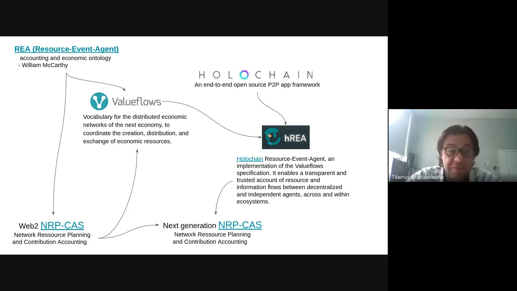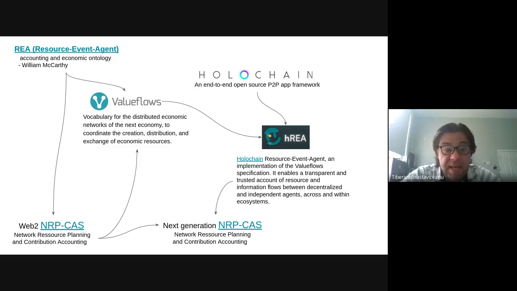They created ValueFlows, which is a vocabulary for distributed economic networks, for the next economy, by which they mean the peer-to-peer economy, to coordinate the creation, distribution, and exchange of economic resources. Okay, so a vocabulary for distributed economic networks. In other words, for open value networks. So we have different languages, but we speak about the same thing in the context of the peer-to-peer economy.